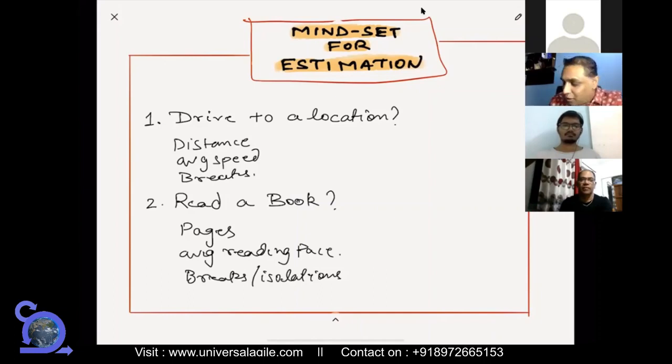Absolutely. Right? So you see a similarity between 1 and 2. Yes. Right? Very often. So that's how we think. Whenever we are asked to estimate, that's a general mindset anybody would have. Now, the same thing would somebody have when you are talking about software also. Isn't it? Exactly. Pages or distance could be number of functions, number of classes, lines of code. It could be anything. Right?